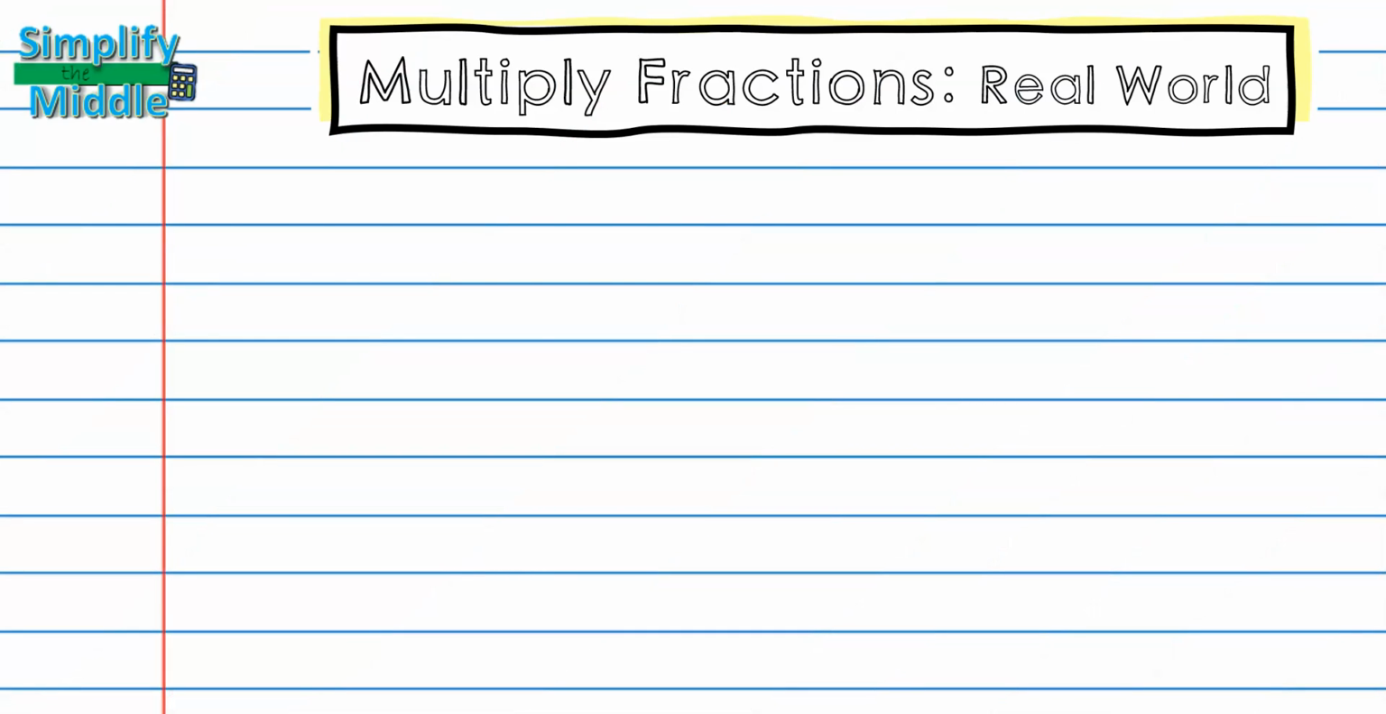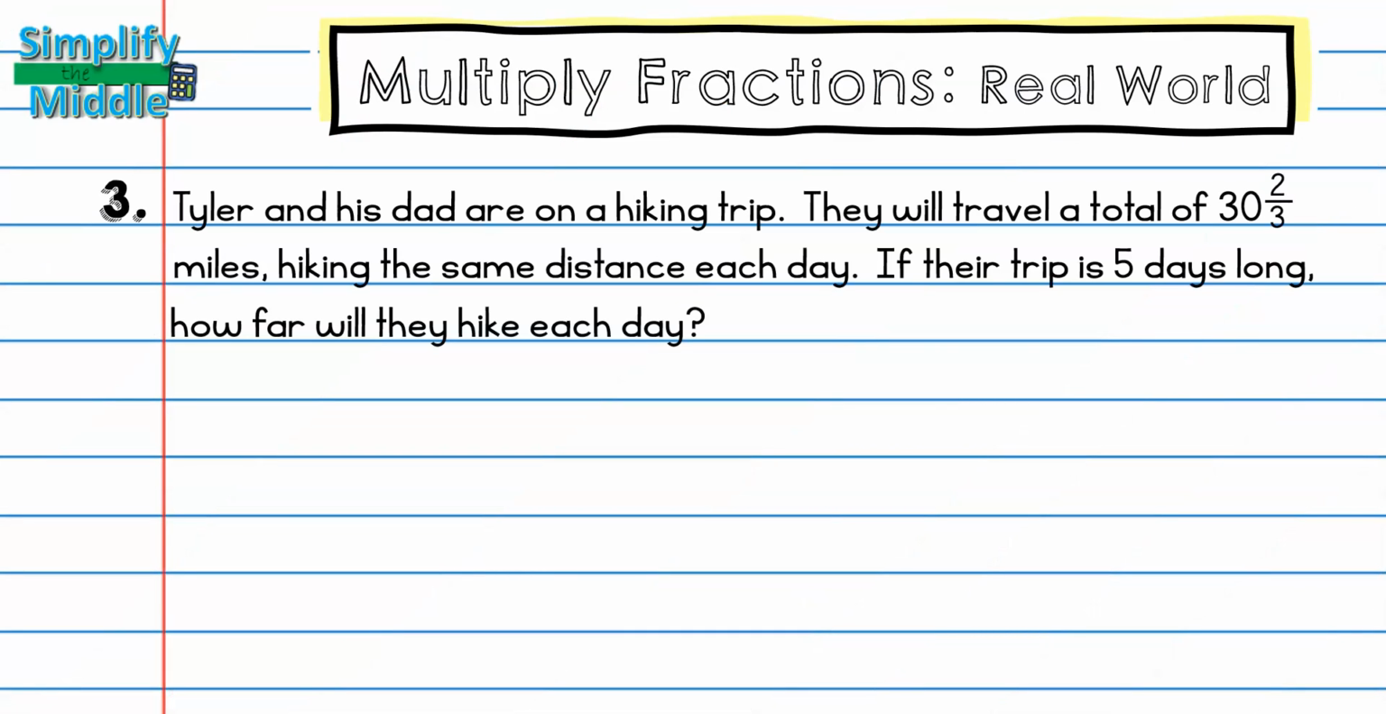Let's try one last example. This time, Tyler and his dad are on a hiking trip. They will travel a total of 30 2/3 miles, hiking the same distance each day. If their trip is 5 days long, how far will they hike each day? I'm going to box total of 30 2/3 because that tells me that 30 2/3 is the dividend. And then I'm going to box 5 days long and each day. That's telling me that I'm splitting into equal groups.